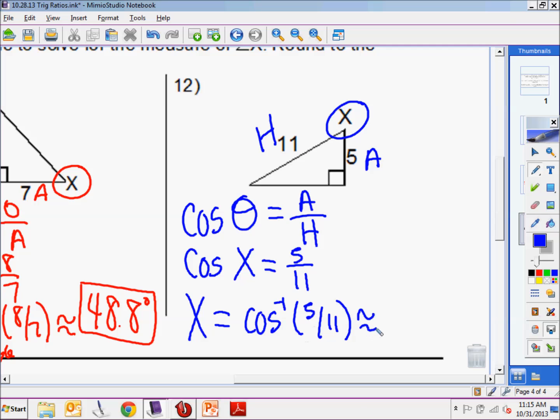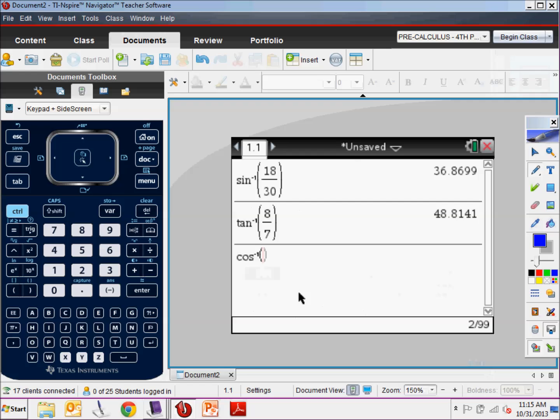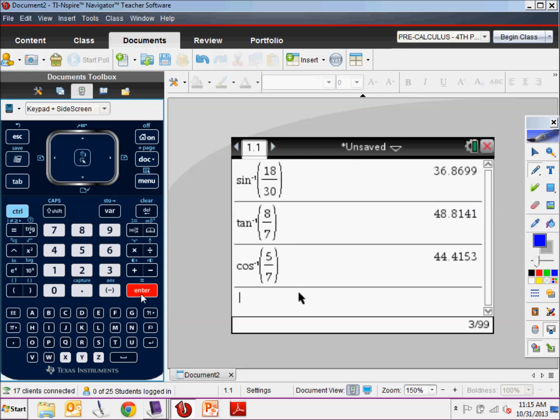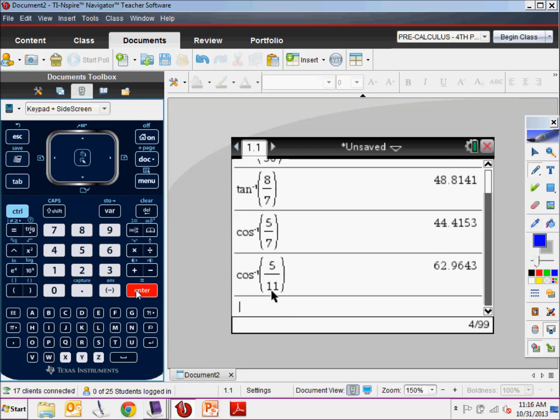Which is approximately, let's see, trig inverse 5 divided by 11. Wait, is it 5 or 7? Is it 11 over 7? No, 5 over 11. I got 62.96, so 63.0.